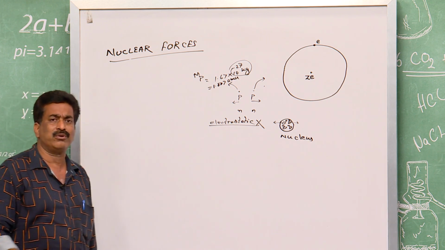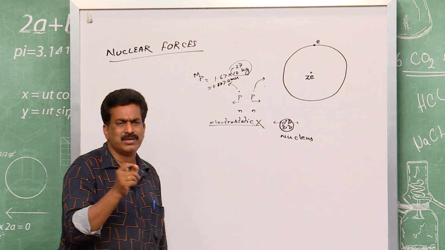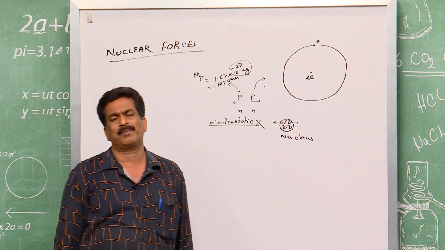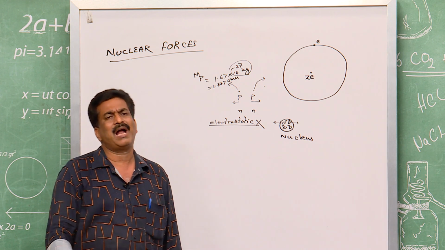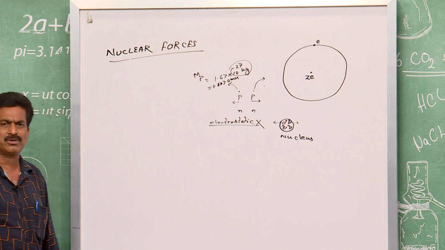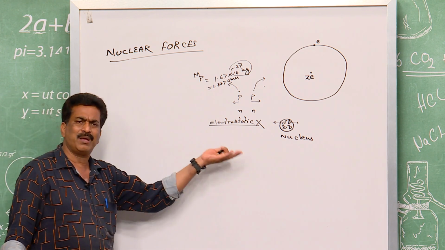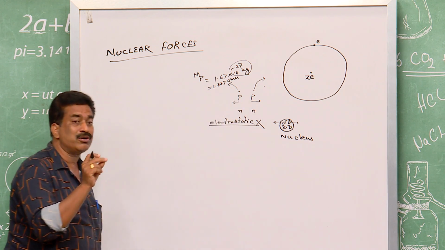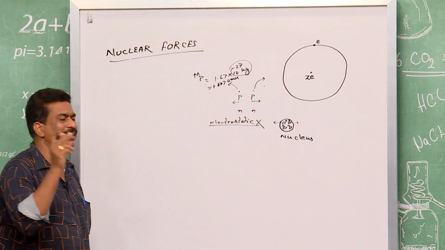We know, according to Newton's law of gravitation, that in this universe every object attracts every other with a force. That force is directly proportional to the product of their masses and inversely proportional to the square of the distance. That we know from school level, in class 9th and class 11th. So, between these two protons there also exists a gravitational force.